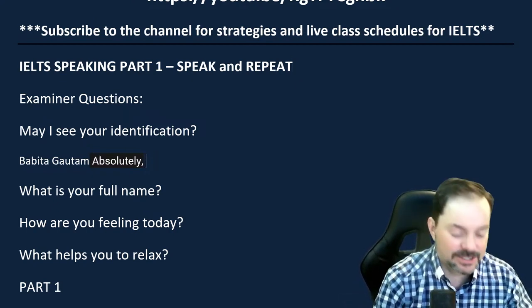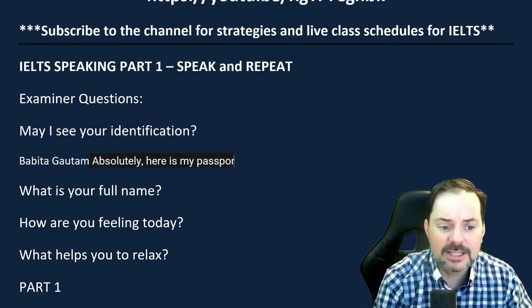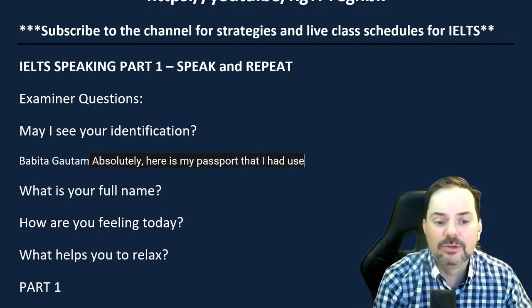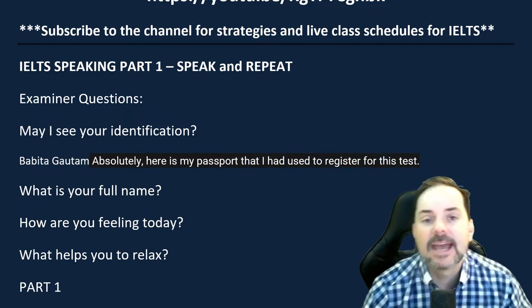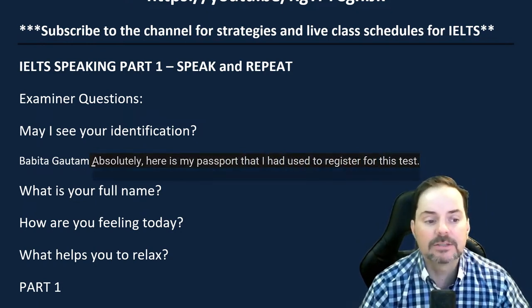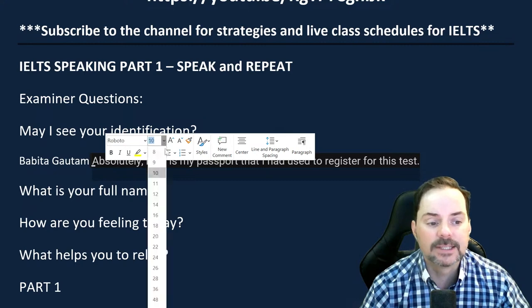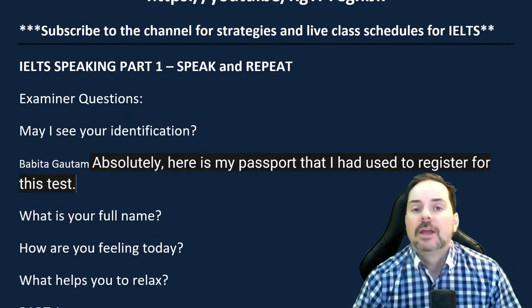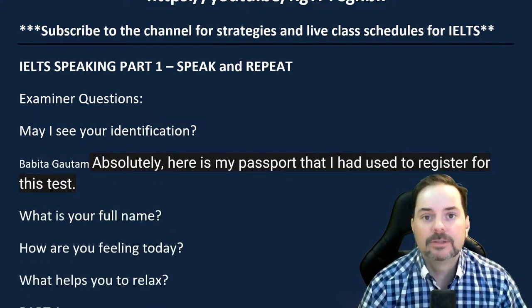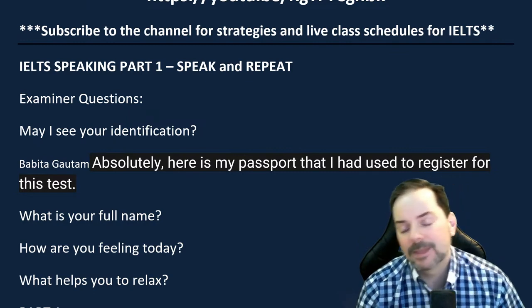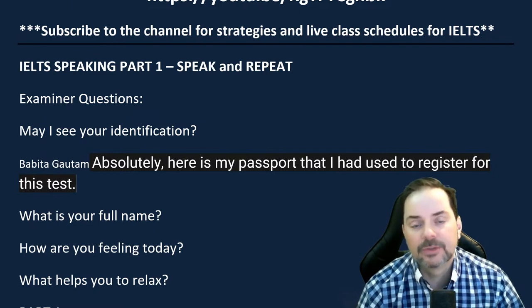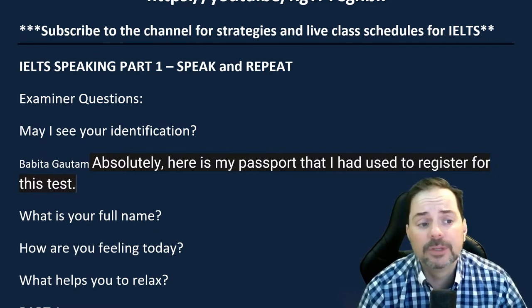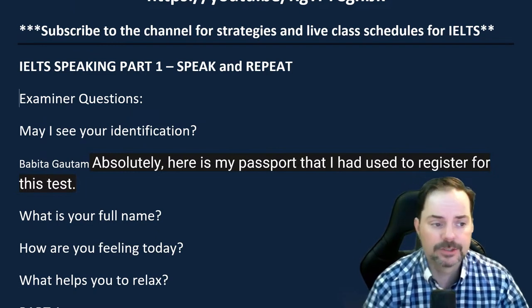Here is my passport that I had used to register for this test. And now, Babita, you've got a nice, full, fluent sentence. If you just say sure, or if you just say yes, you're not signaling to the examiner that you're going to be fluent, okay? You want to signal fluency from the start, all right?